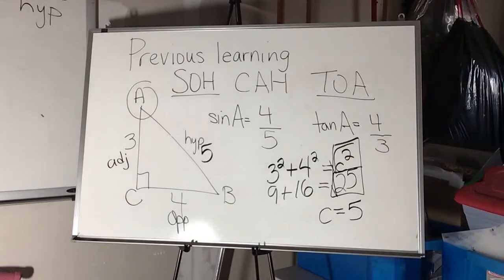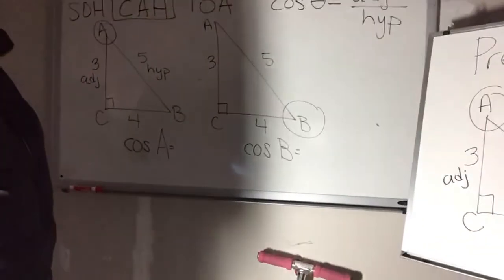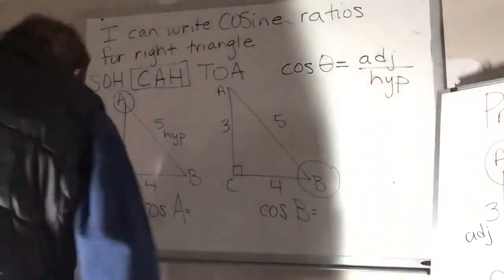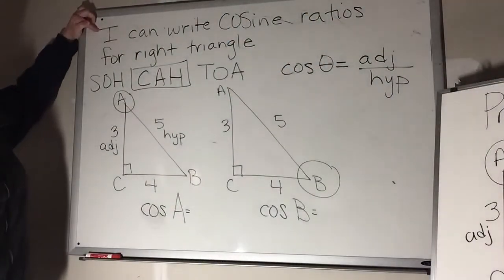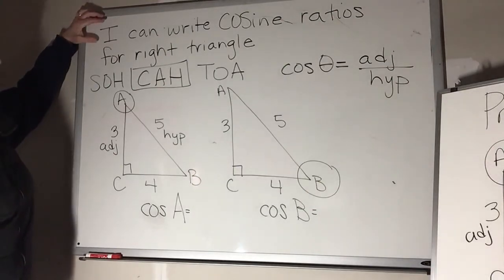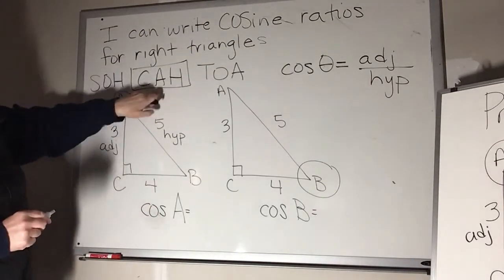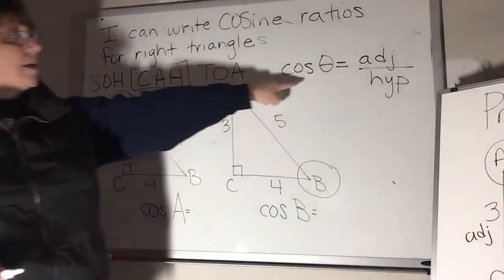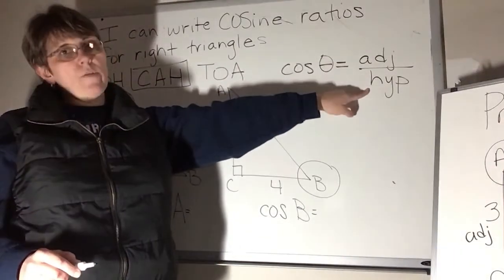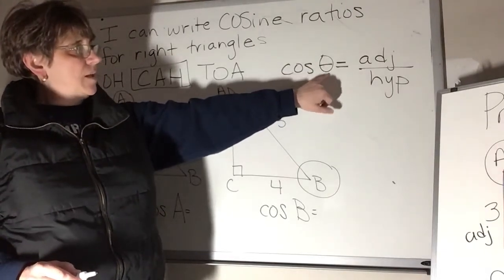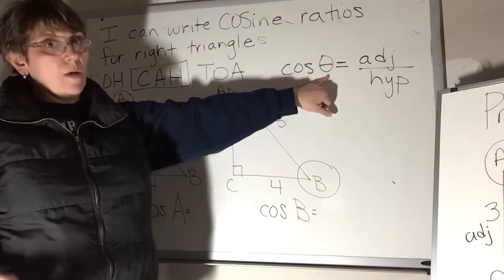Okay, so that brings us to our new material, which is the cosine ratio. And I've got the same triangle over here. We just have a new learning target for today. I can write cosine ratios for right triangles. We've done the SO part, we've done the TOA part, now we're doing cosine. Cosine is always equal to the adjacent side over the hypotenuse, and don't forget that this is theta. We're getting close to the point where we're going to replace that with an angle measure.